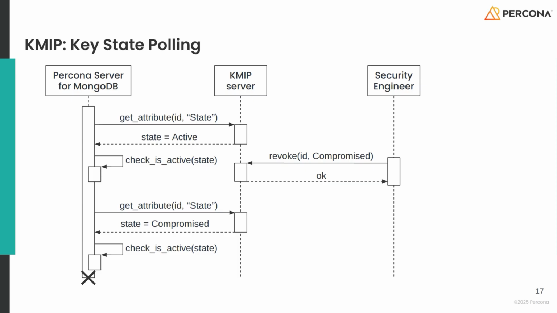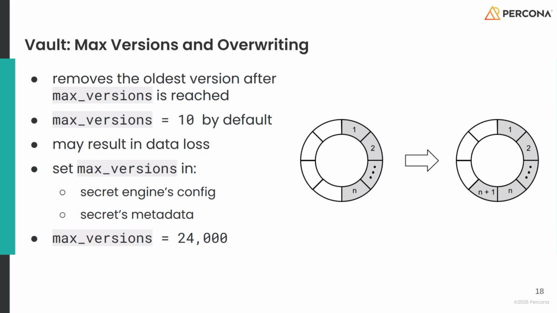Now, I'd like to discuss the approach Vault takes to keep secret versions. We should be aware of it because it allows us to better understand the behavior of Percona Server for MongoDB and the log messages it may produce. Each time we create or rotate the master encryption key, we add a new version to a particular secret.